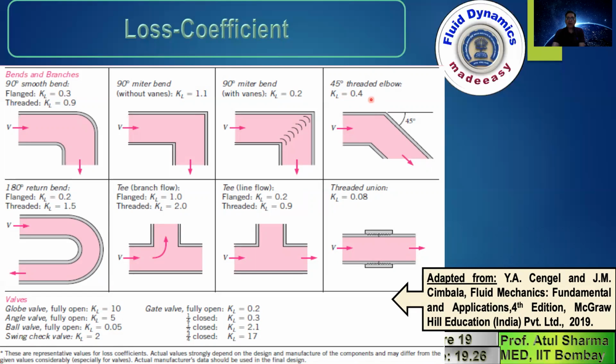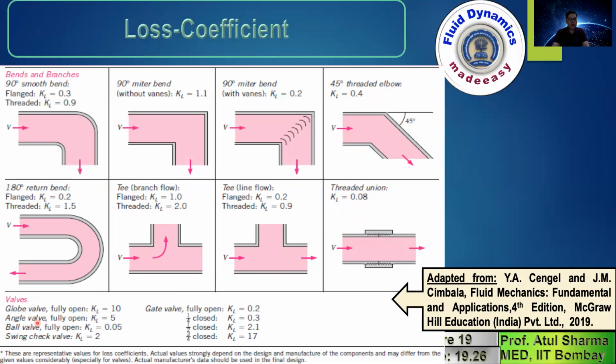If you have a 45-degree threaded elbow, then the loss coefficient is 0.4. For 180-degree bend, if you have a flanged joint connection versus a threaded connection, these are the loss coefficients. If you have a T-joint and the fluid has to go from horizontal to vertical direction, for a flange joint and threaded joint, these are the loss coefficients. If the fluid has to go inline, then these are the loss coefficients for flange and threaded. If you have two pipelines connected by threads, this is called a threaded union. In this case, experimentally the loss coefficient has been found to be 0.08.